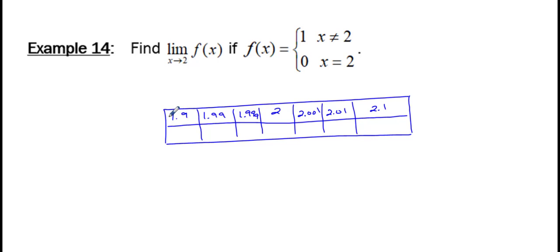So what is f of x when x is 1.9? 1. What is f of 1.99? 1. What is f of 1.9999? 1. Okay. What is f of 2.001? How about this one? Still 1, right? How about this one? Still 1. Because it's not 2, right?